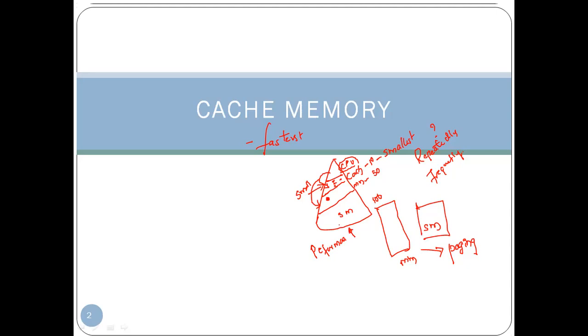So that is the advantage of using the cache memory. That's the reason we say that it is a very special high speed memory. So that is the use of cache. But the drawback of this cache memory is that it is very costly when compared with the main memory and the disk.